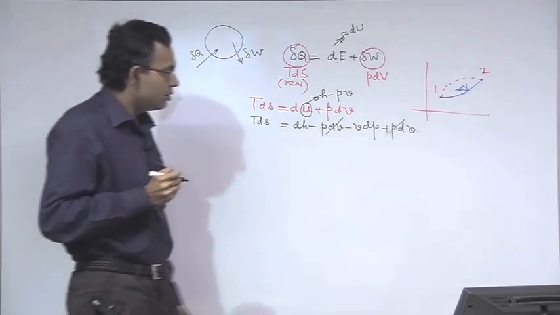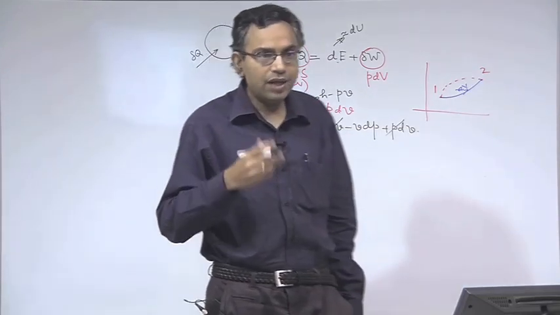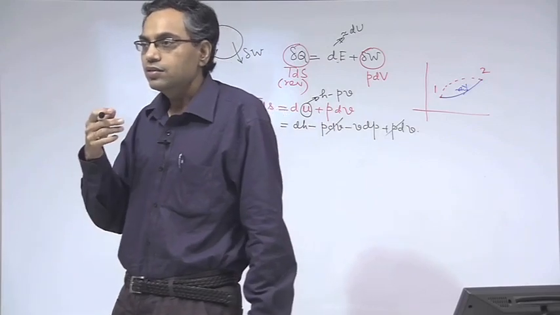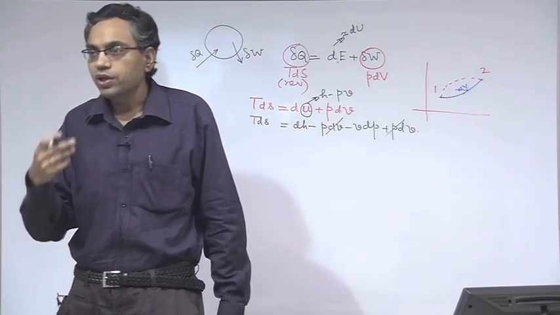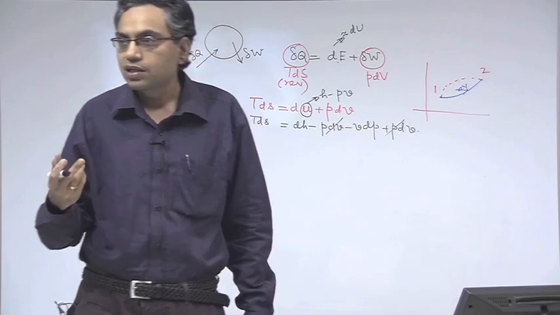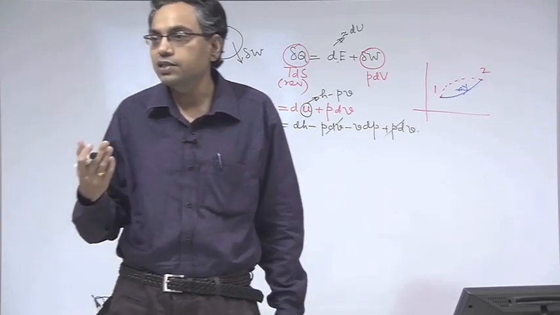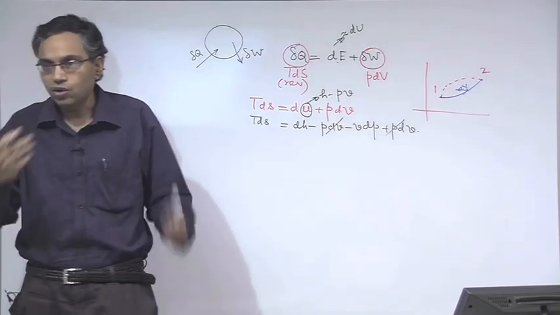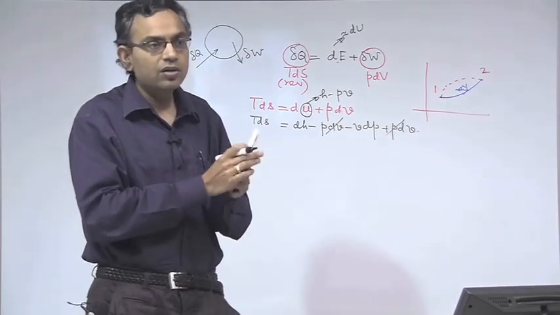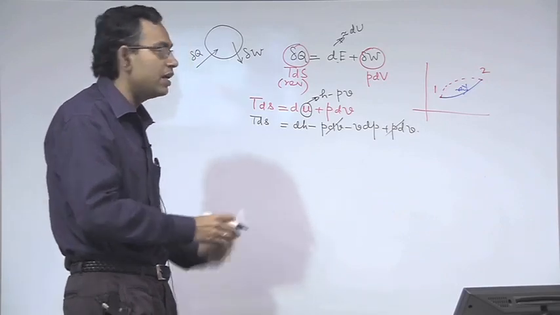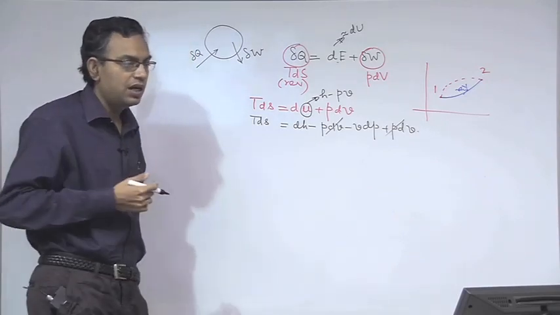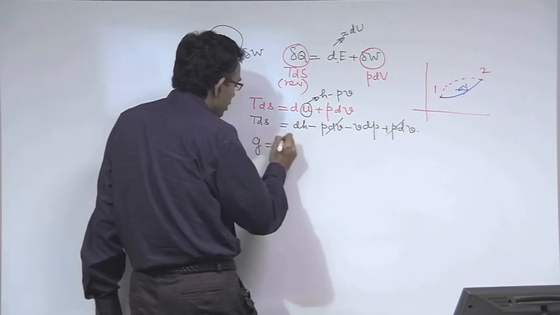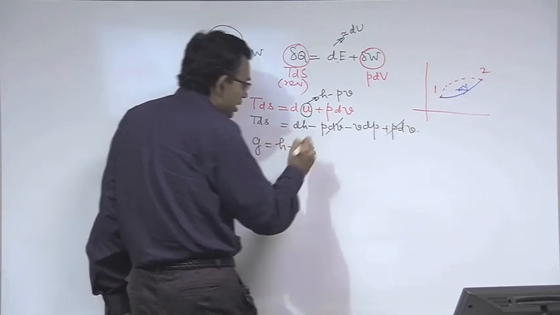Now when we are thinking of chemical potential, we are interested in two other important functions, the Gibbs function or the Gibbs free energy, or the Helmholtz function or the Helmholtz free energy. So as an example we will talk about the Gibbs function or the Gibbs free energy and the chemical potential associated with that. So what is G? That is H minus TS.